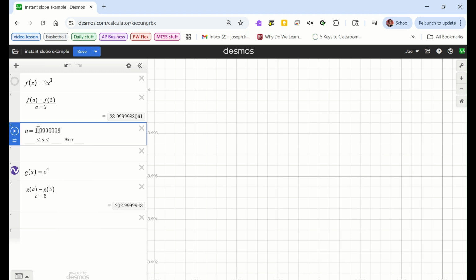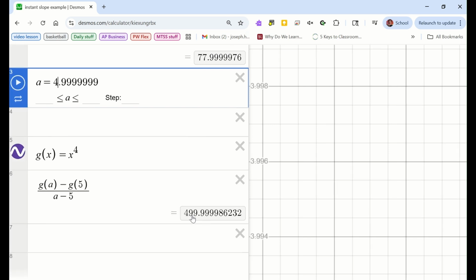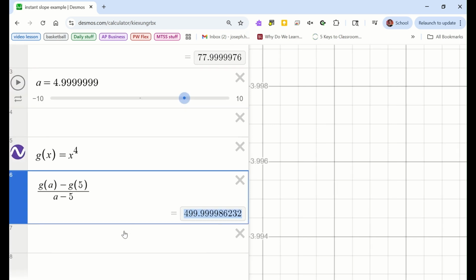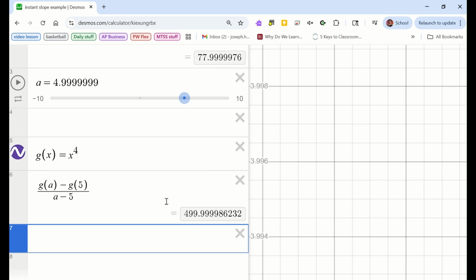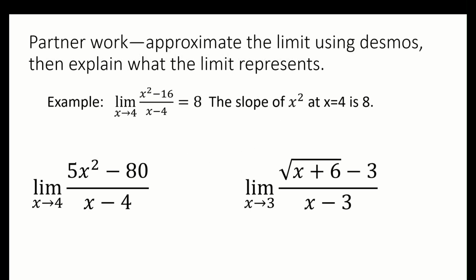So what we want to do with our a value now is we want to make it really close to 5. So we're going to make it 4.999, and we can see that it seems like our slope is approaching 500, right? It is a very, very steep function, x to the 4th at x equals 5. It's a slope of 500, okay? So you should try to do these two on Desmos now. And this will pause and have you do that and input answers, and then you'll be able to check after you've done them.